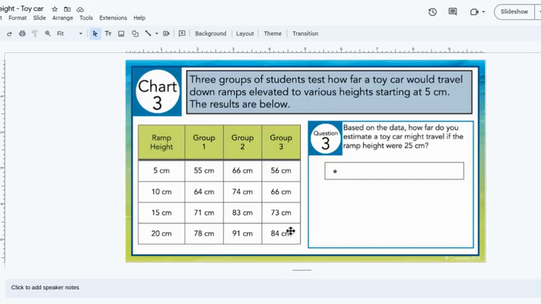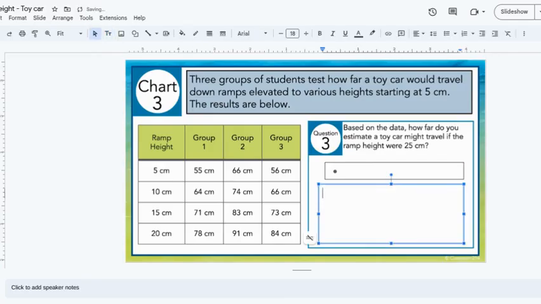So let's add 10. Based on the data, how far do you estimate a toy car might travel? Well, this is added about 10 each time. Right here, add 10 to it, 95. If you wanted to take a different approach, you could say something to the effect of, and remember our cause and effect statement, as height goes up, distance traveled goes up.